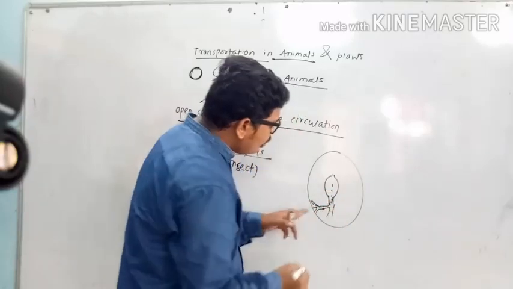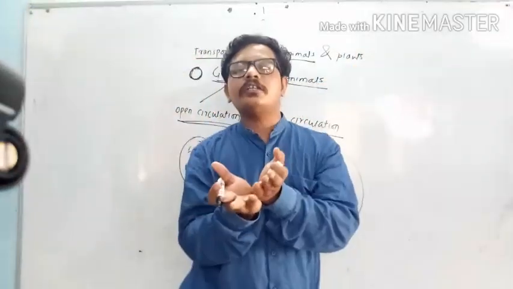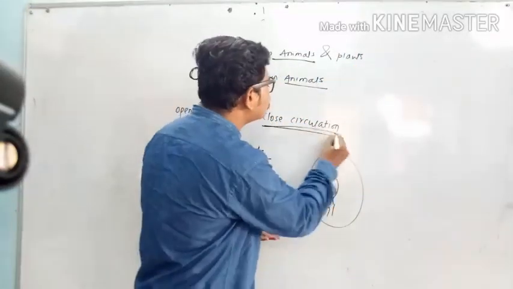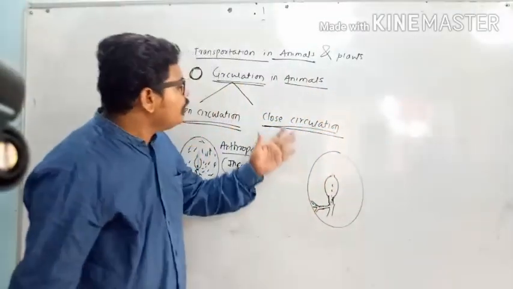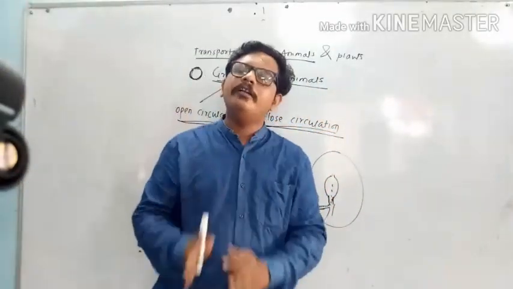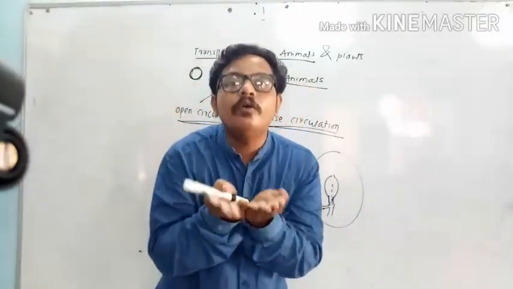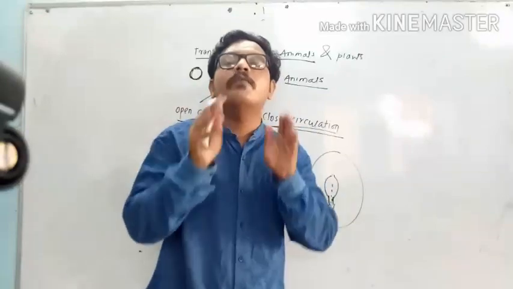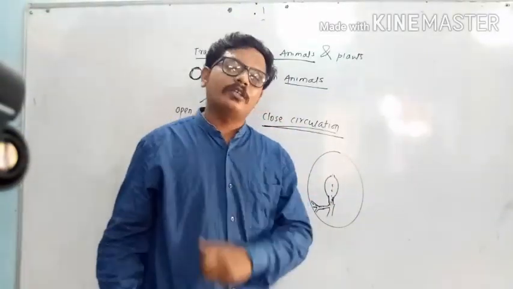flows throughout the body, but through the vessels, it means the blood circulates closely. So such a type of circulation is called closed circulation. Closed circulation is the circulation in which the circulatory fluid, that is the blood, flows closely, compactly through the blood vessels. So such a type of circulation is called closed circulation.